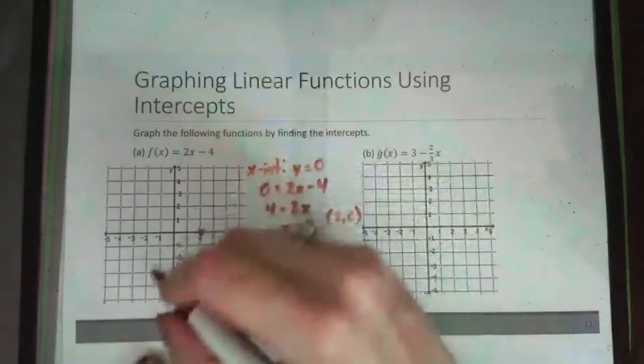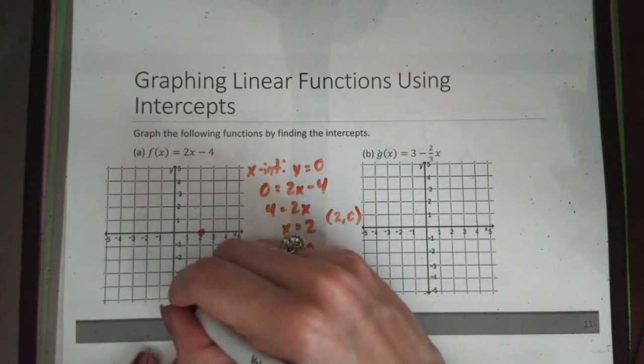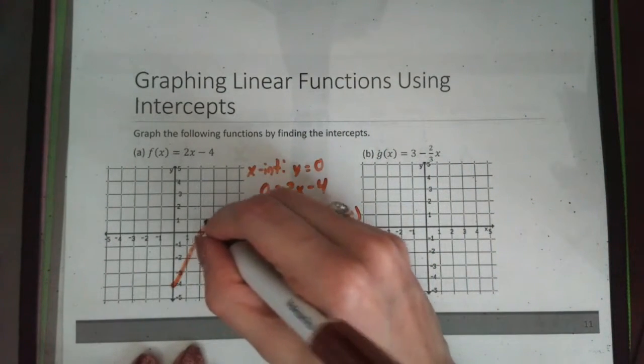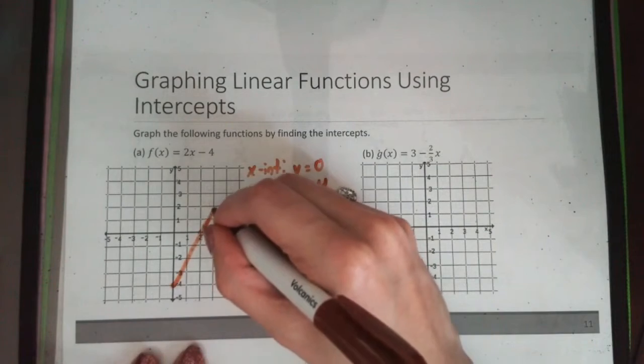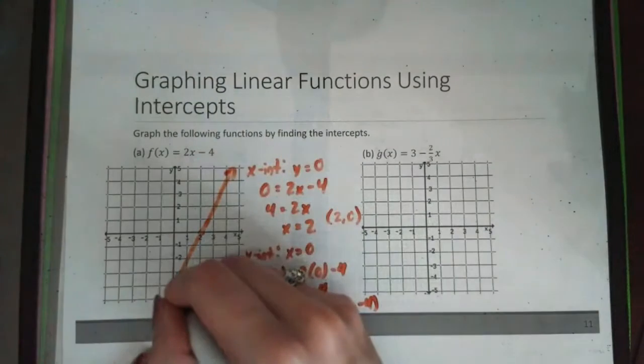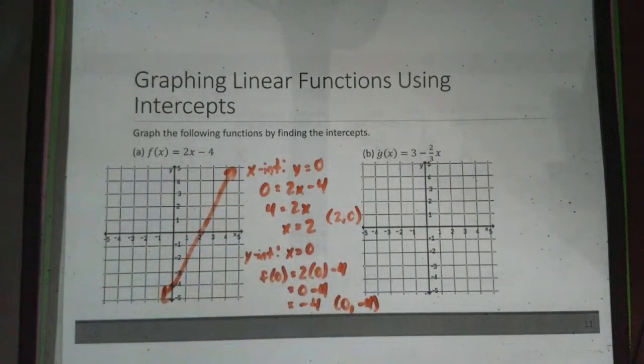2 points determine a line, meaning that given these 2 points, I can just connect the dots, and that'll give me my graph. You can check your work with these, which is really nice because we already know how to graph other ways. If you want to plot this graph using the y-intercept and then using the slope from there, that's a good way to check your work.